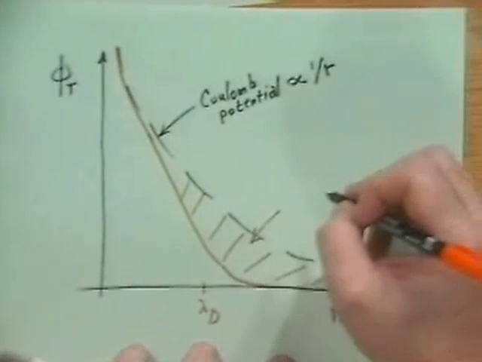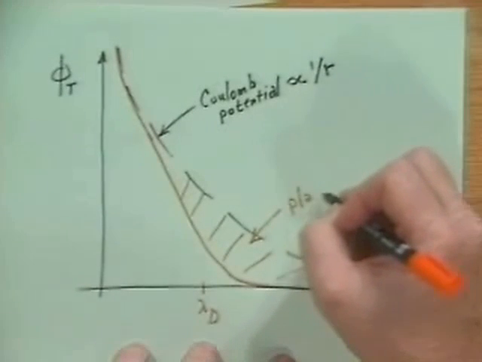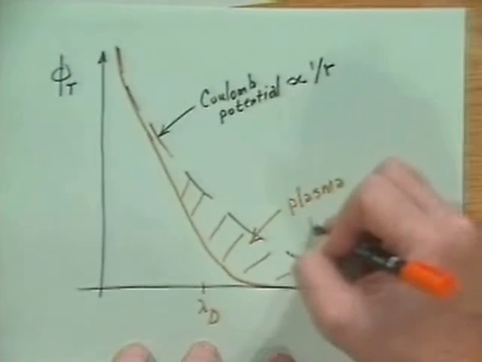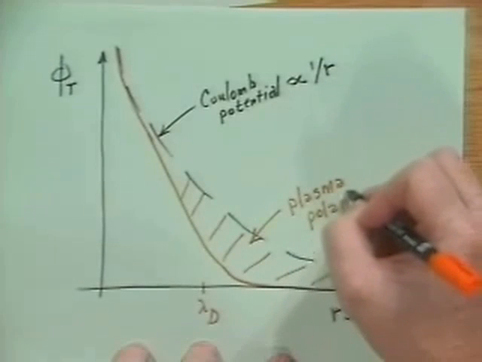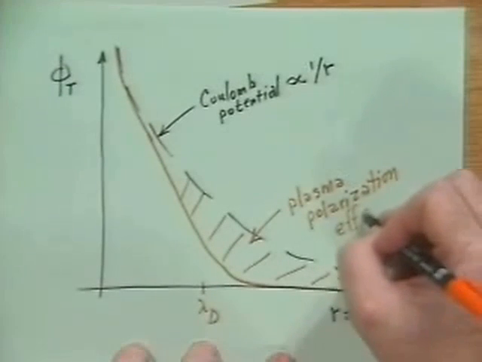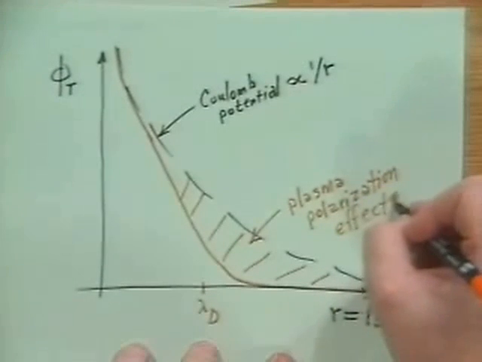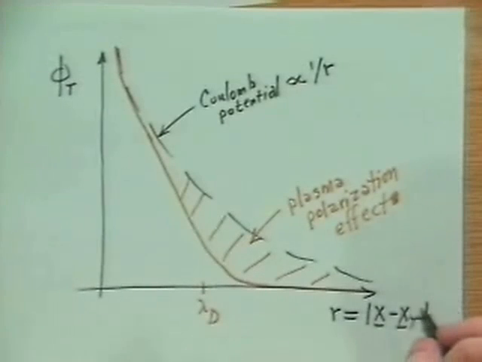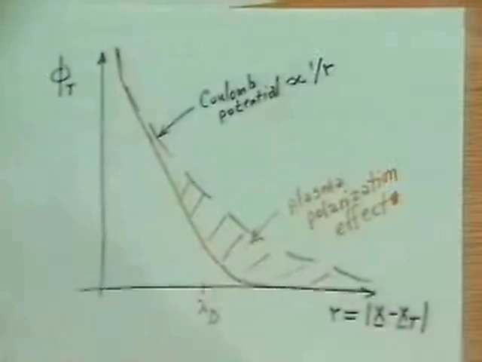So this is called the plasma polarization effect. It's just the fact that charged particles move in response to each other. And we used a Gibbs distribution law to say, well, if we have a little bit of a potential, the distribution changes a little bit, and so forth and so on.